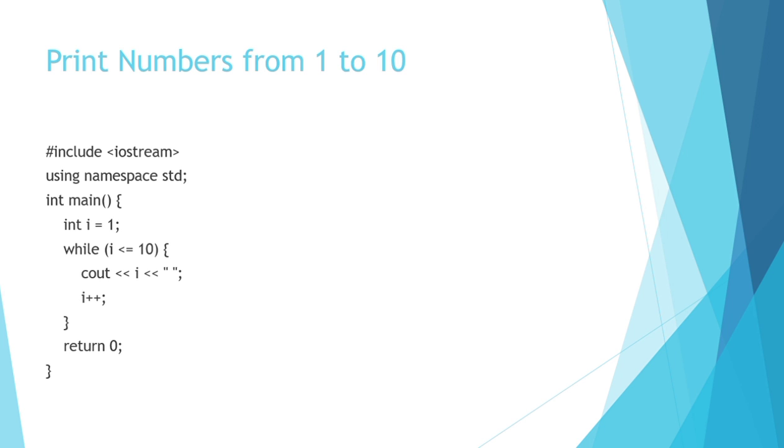while i is less than or equal to 10. This is the while loop. It will continue running the block of code inside it as long as the condition i is less than or equal to 10 is true.